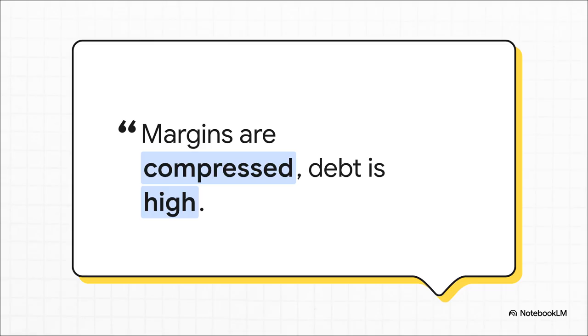Margins are compressed tells you there's a problem with your operating margin. Your core business just isn't as profitable as it needs to be. And debt is high points directly to that debt-to-equity ratio, signaling that the company might be carrying too much financial risk. See, you're already speaking the language.